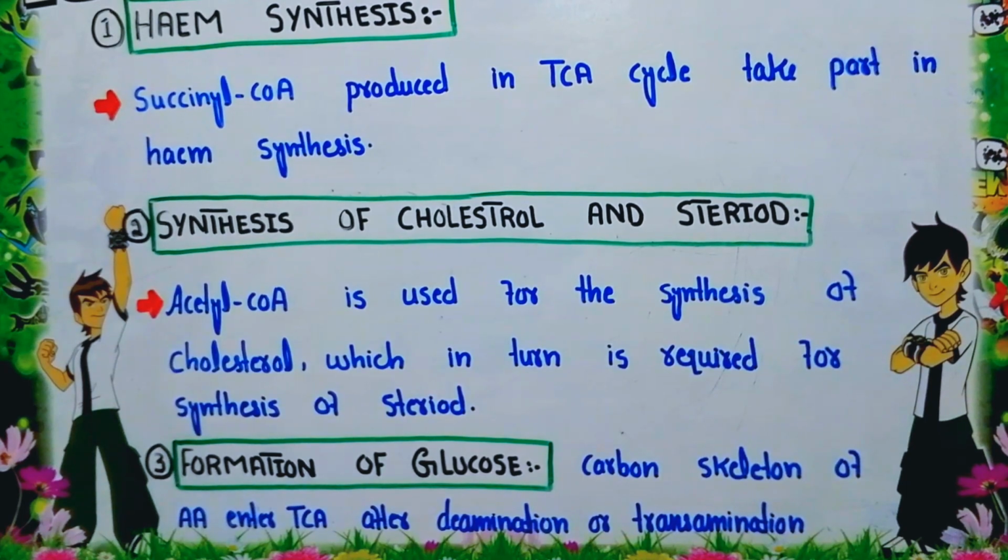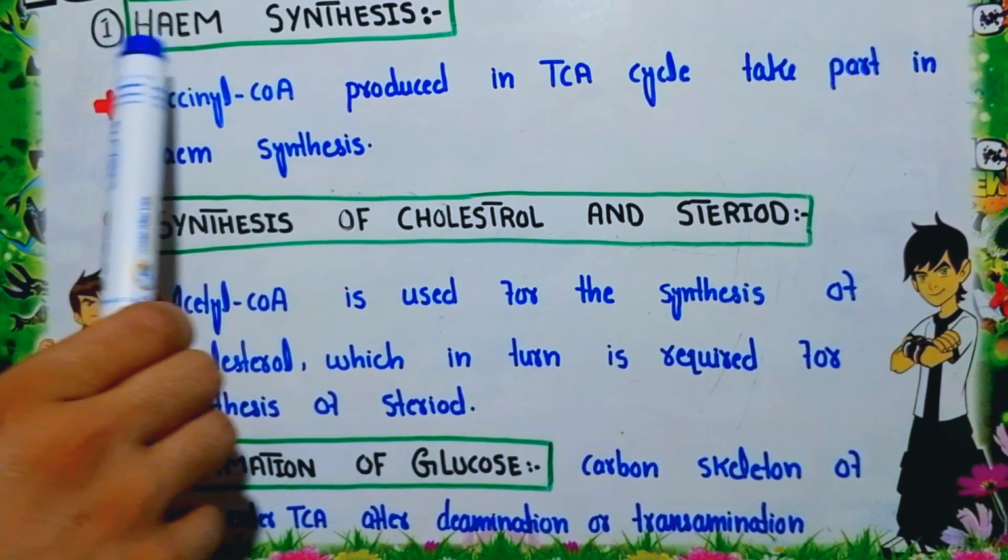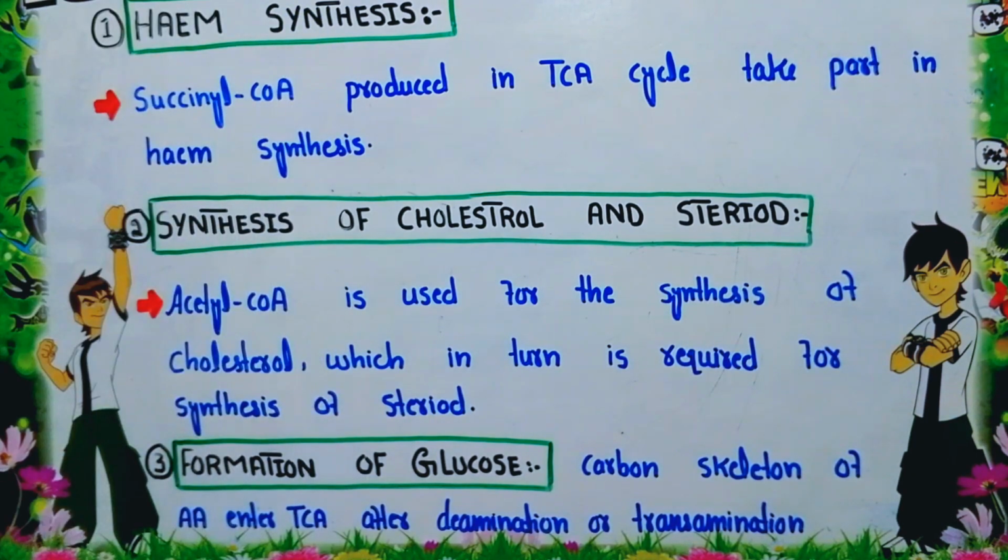So these are examples of various compounds that are mainly formed from the intermediates of the TCA cycle. The first example is heme synthesis. Heme is the main constituent of hemoglobin, and it is made from the intermediates of the TCA cycle.